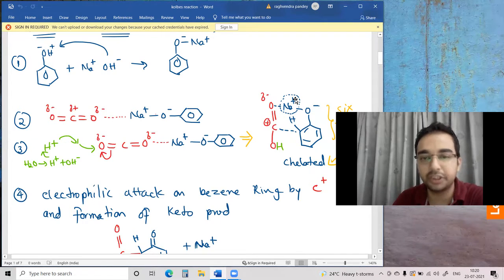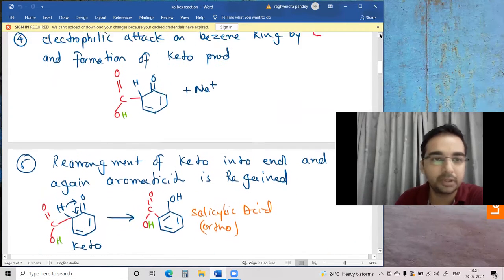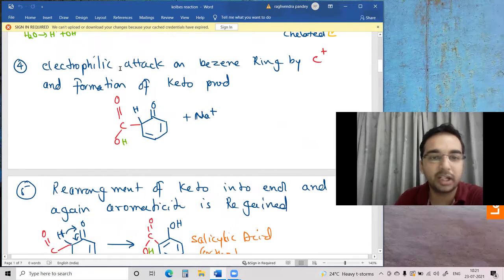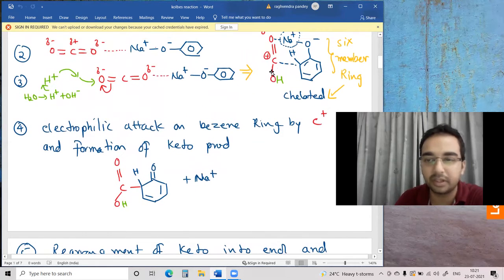So that is your 6-membered chelated ring which is formed, and in this chelated ring, the carbon positive is about to attack the benzene ring. That is your electrophilic attack. Now let's go on to our next step, the fourth step. The fourth step is the electrophilic attack of the carbon positive on the benzene ring. Here we have seen that this is the carbon positive and it is attacking the benzene ring.